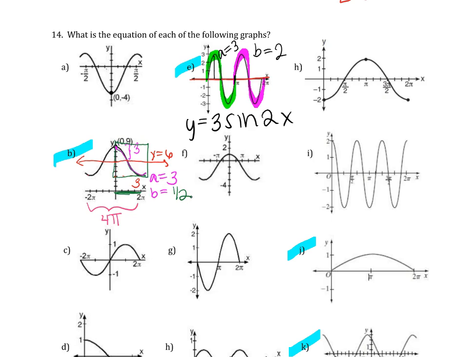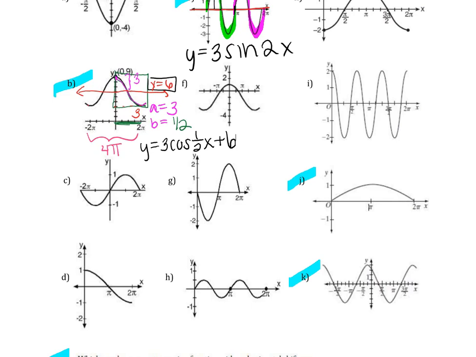Okay, so we just put it all together. Y equals 3 cosine of 1/2 x. And then we also need to take into account we had a vertical shift. So I write plus 6.